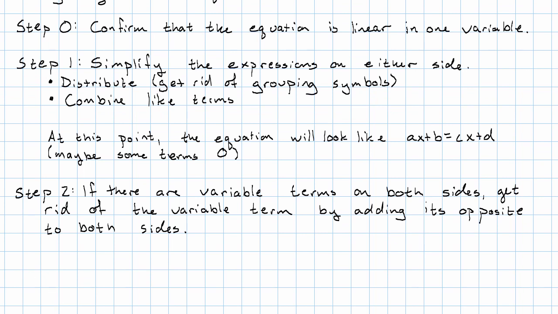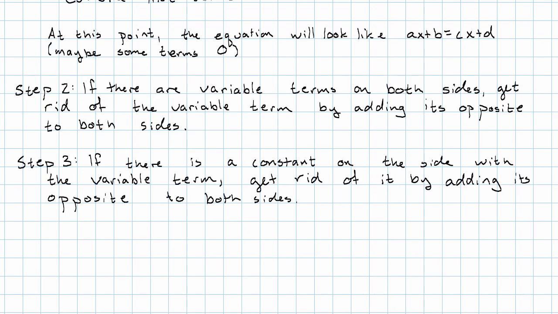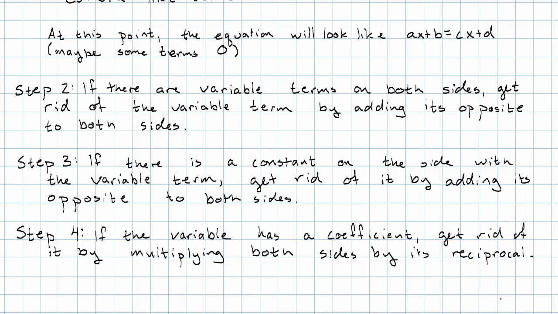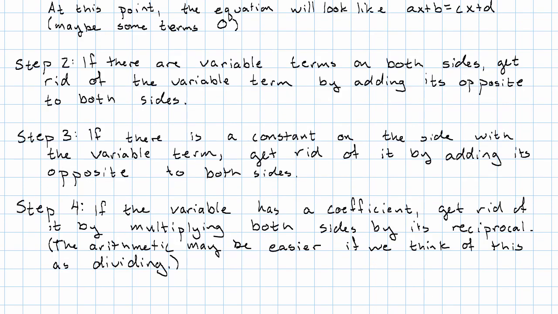Now, of course, our equation will only have a variable term on one side. If there's a constant on that side with the variable term, we get rid of that constant by adding its opposite to both sides. Now all that's left will be a variable term, and if that variable term has a coefficient, we'll get rid of that by multiplying both sides by its reciprocal. Depending on the actual numbers involved, the arithmetic may be easier if we think of this step as dividing. Let's look at an example where we follow all of these steps.